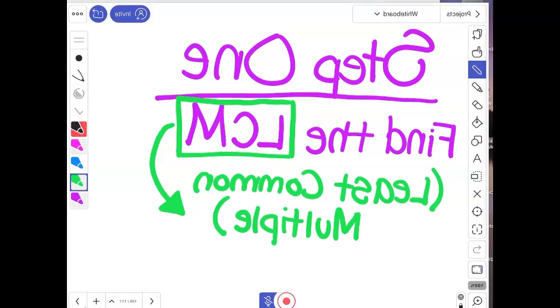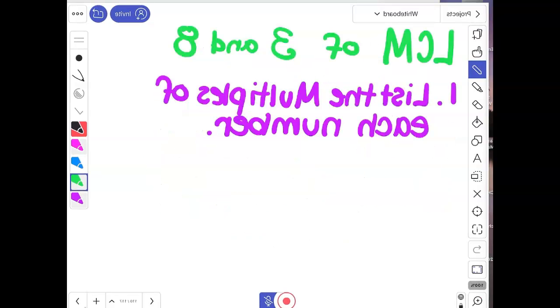So what we'll be doing is taking two different numbers, finding all the multiples, finding the common ones, and then picking which one is the least. It's actually pretty simple, but we're going to take it slow. If I'm going to find the least common multiple of 3 and 8, my first step is that I'm going to list all the multiples of those numbers. So I'm going to start with 3.